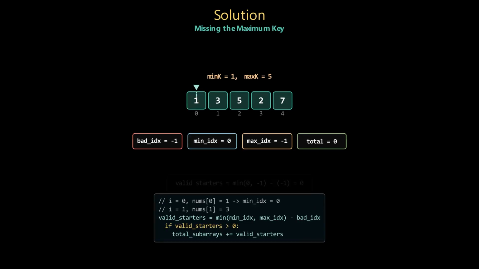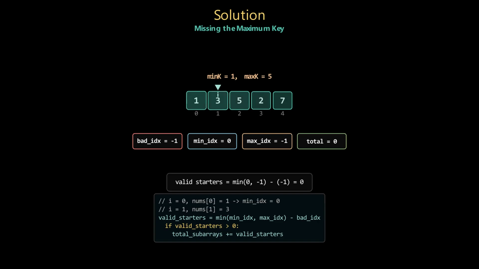At index 0, we hit our target minimum of 1, updating minIdx to 0. However, because we haven't seen our maximum key of 5 yet, maxIdx stays at -1. That keeps the valid starter count at 0 for these first 2 steps.